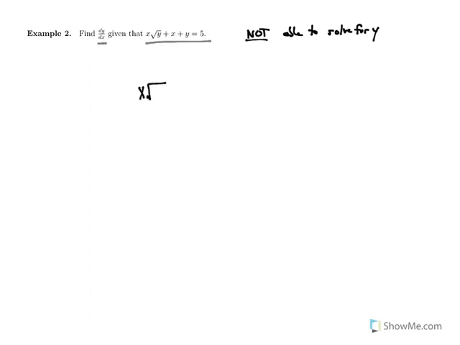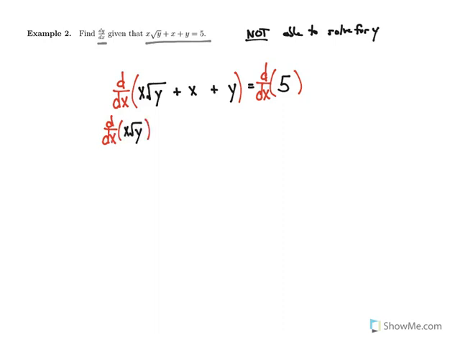We're going to start with our curve, and we are going to take the derivative of both sides with respect to x. So let's think about each of these derivatives individually. We have the derivative of x square root of y. The derivative of x is just 1. That's an easy derivative to do. And then we have the derivative of y. Equals 0. The derivative of 5 is just 0.